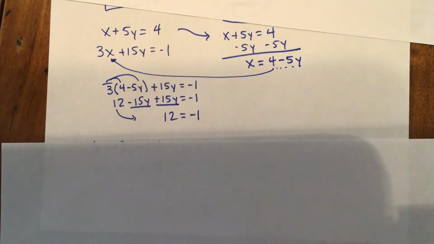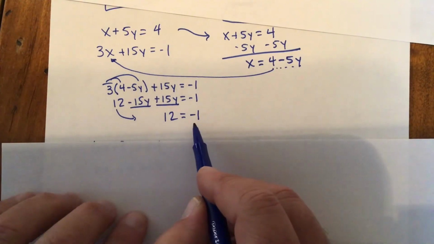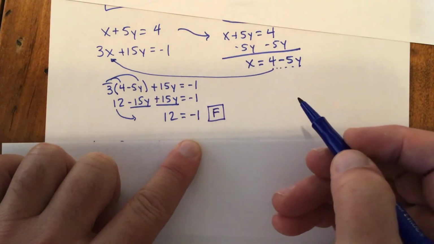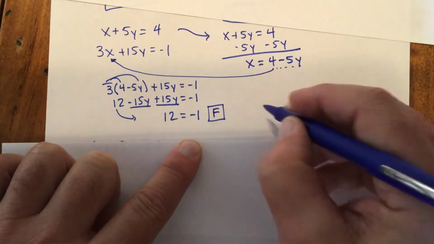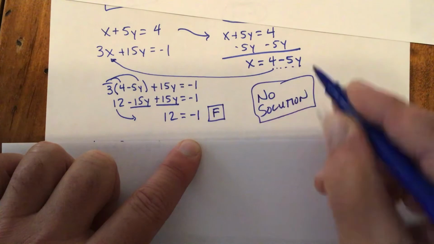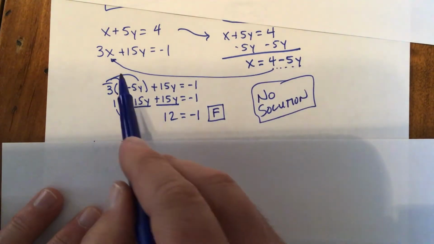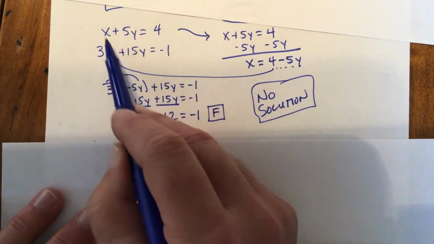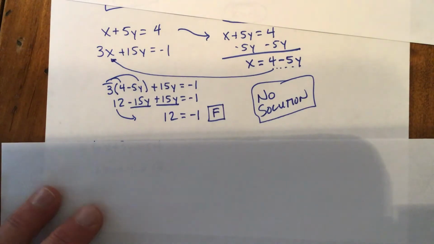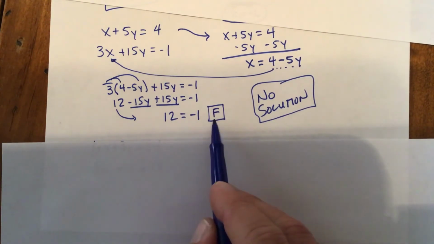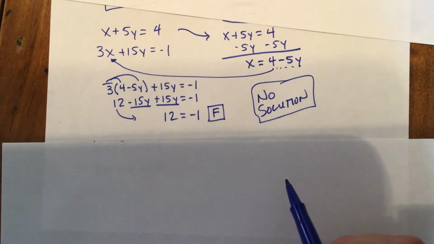Is that true or false? Remember, the y cancels. It's gone. The y disappears. We only have 12 is equal to negative 1. Well, last time I checked, 12 does not equal negative 1. This is false. So since it's false, that means we don't get a solution. There is no solution here because there's no number that we can plug in for x and for y, the same numbers, that will produce these things. So if one of the variables disappears and we have a false statement, we get no solution.